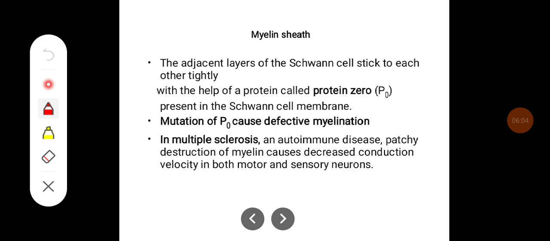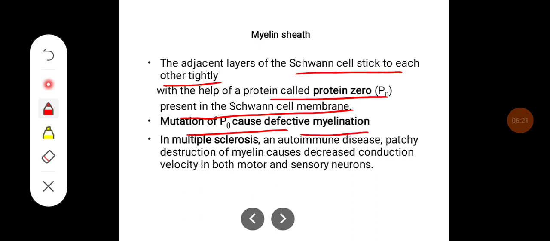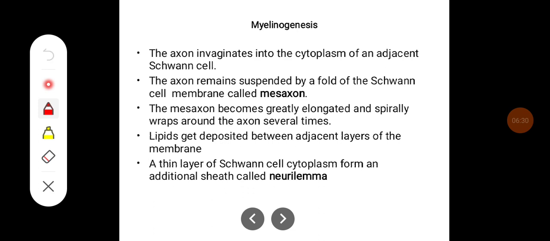The myelin sheath, the adjacent layers of the Schwann cell, stick to each other tightly with the help of a protein called protein 0, which is present in the Schwann cell membrane. Mutation of this P0 causes defective myelination. In multiple sclerosis, an autoimmune disease, patchy destruction of the myelin causes decreased conduction velocity in both motor and sensory neurons.